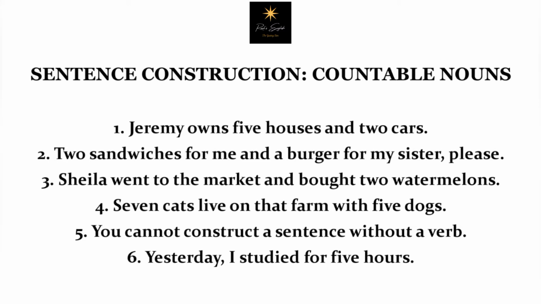Number 4, 7 cats live on that farm with 5 dogs. So on that farm there are 5 dogs and 7 cats living alongside each other, or living in the company of each other. Sentence number 5. You cannot construct a sentence without a verb. So here we have one sentence without a verb. So these are all countable nouns.